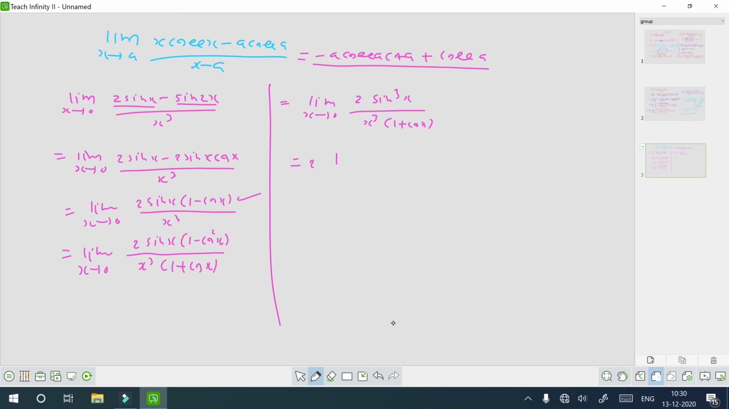Now 2 outside, limit of sin x over x, 3 times. So it's cube, into 1 over the limit of the remaining term, x tends to 0 of 1 plus cos x. So that is 2 into 1 cube, 1 over 1 plus 1, that comes out 1. In this way we can solve it. So let us see more examples based on these standard forms. Clear? Other than the textbook.